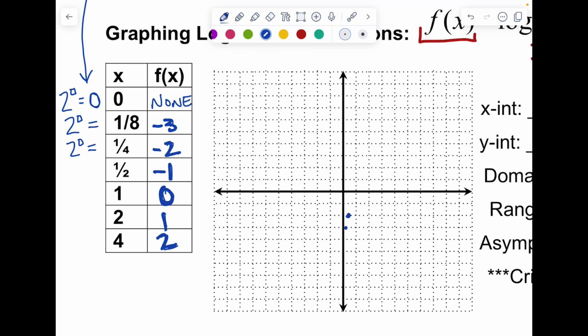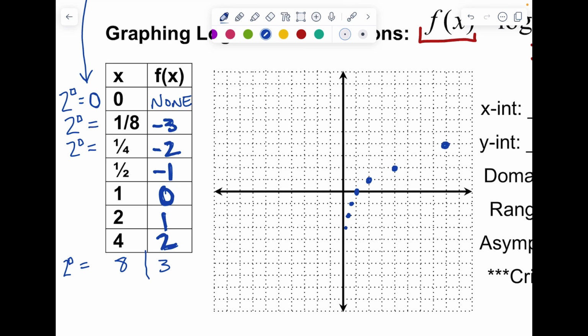I put in 1/2, I get out a -1, so 1/2, -1, right in the middle. I put in 1, I get out 0. I put in 2, I got out 1. I put in 4, I got out 2. And just for one extra point here, if I was trying to see what do I get when I put in an 8, I would be asking 2 to the what power equals 8, and so my output would be 3. So 4, 5, 6, 7, 8, up 3.